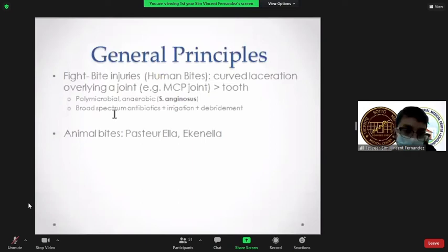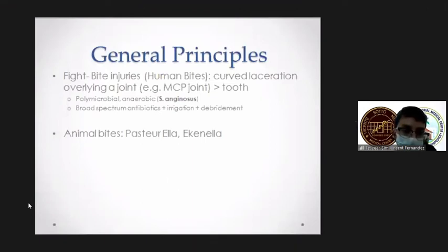So we give broad spectrum antibiotics, irrigation, and debridement. For your animal bites, the most common isolates are Pasteurella and Eikenella. So what is recommended is to give ampicillin-sulbactam, and other medications you could use are cefoxitin or ertapenem, and then clindamycin.